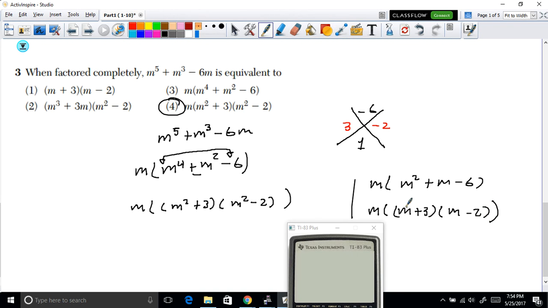But notice like here, when you multiply this, m times m, that's m squared. That's why we're able to write it as just regular m's. But here, this is not the problem that we have. Here we have m to the fourth. So all we got to do is still use the same method, but instead of writing m, we're going to write m squared. That's the only difference here. And we will see that the correct option is option 4.